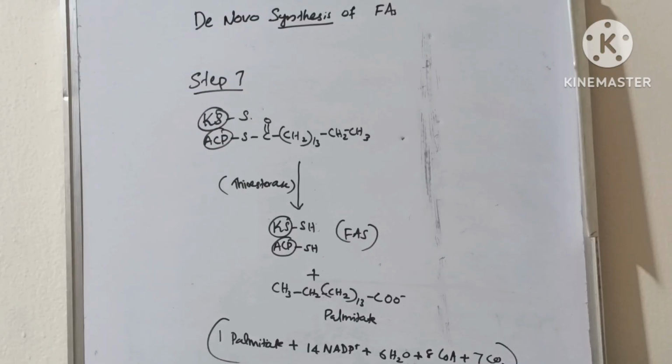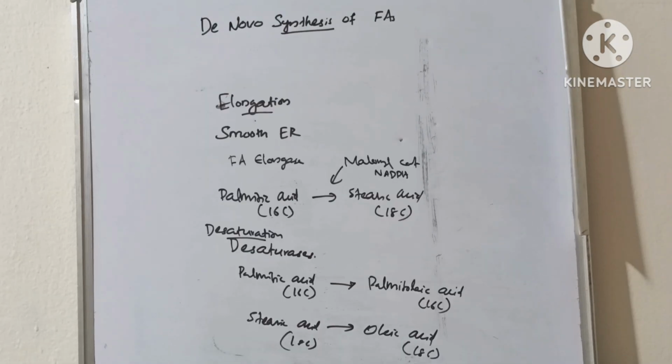Coming to step 7, it is release of palmitate by the enzyme thioesterase. There will be formation of palmitate. So the products are 1 palmitate, 14 NADP, 6 H2O, 8 CoA and 7 carbon dioxide. Further elongation of fatty acid chains occurs in the smooth endoplasmic reticulum by the enzyme fatty acid elongase. Here, by the addition of 2 carbon units, palmitic acid forms stearic acid which is 18 carbon. Here 2 carbon units are provided by malonyl-CoA and NADPH supplies the electrons.